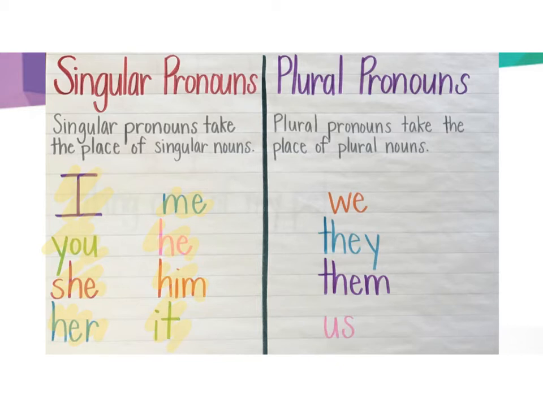What do you notice about I? Yes, it's capitalized. When we write I by itself, we never write it lowercase. It always has to be capitalized. And then plural pronouns take the place of plural nouns, having two or more. We, they, them, us. And one that's not on here that we use often is our.